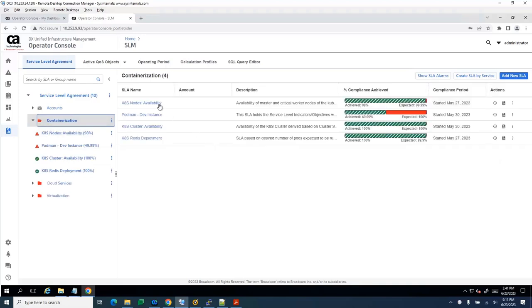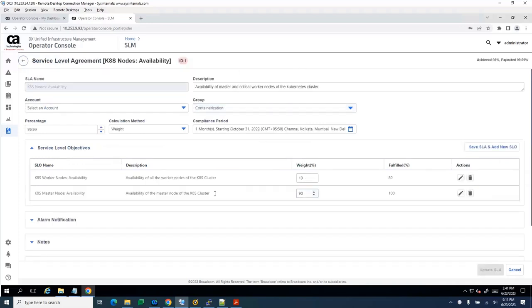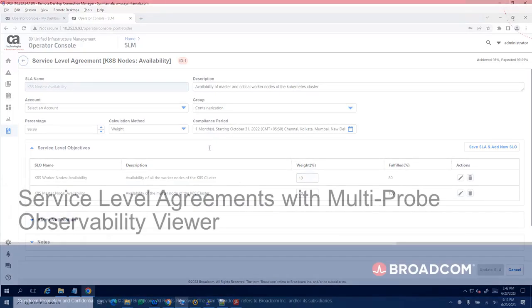And yeah, node availability. Now there are 6 nodes. I believe that at least the master node, which is running, should always be up. In this use case, I have given 90% weightage to the master node, and 10% weightage to the worker nodes, right? And only the worker nodes which are critical. I need not put the whole laundry list of worker nodes, so it depends on a case-by-case basis. This way we can also create SLAs within UIM for these use cases.